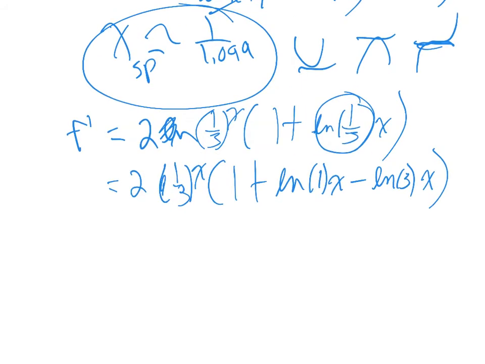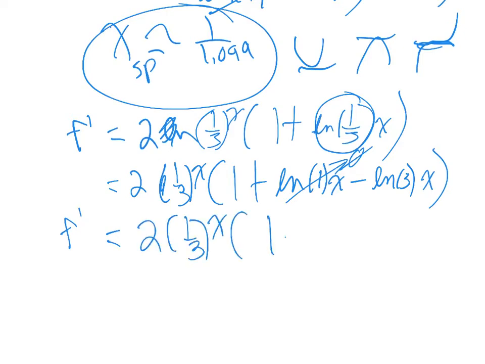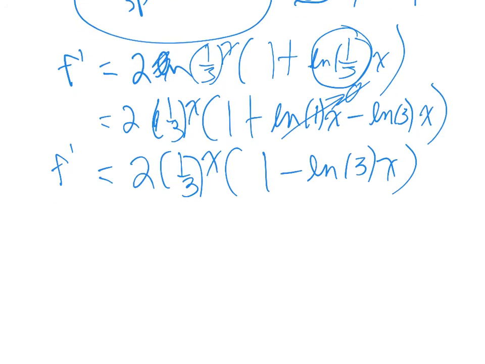Now we know what ln 1 is worth. That's worth 0. So once again, f prime equals 2 times 1/3 to the x, 1 minus ln 3 times x. So now, remember that we would do a related polynomial to see. So is there ever any sign change here? Because remember, we're just trying to see if there's a sign change.